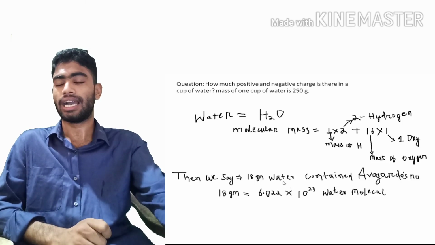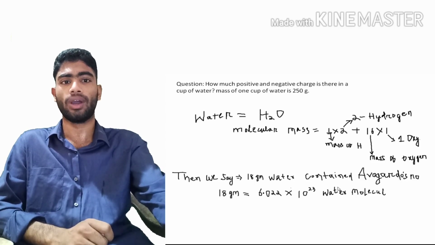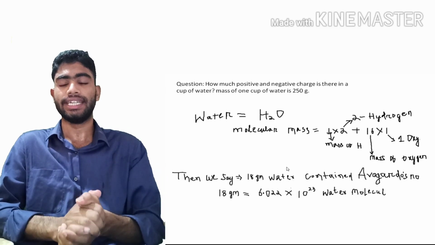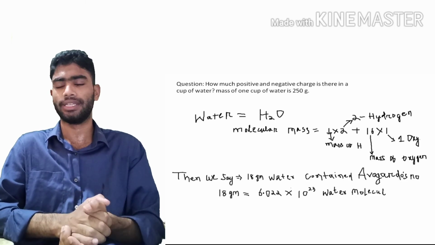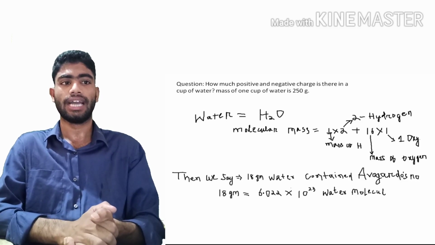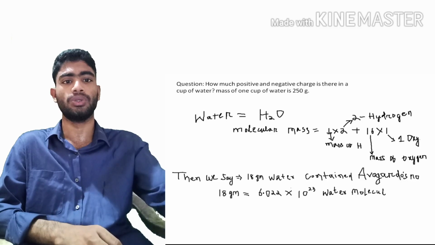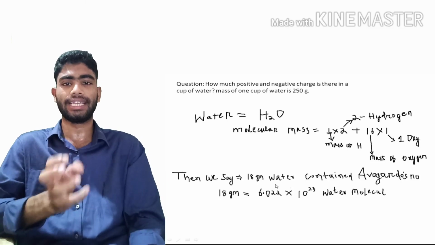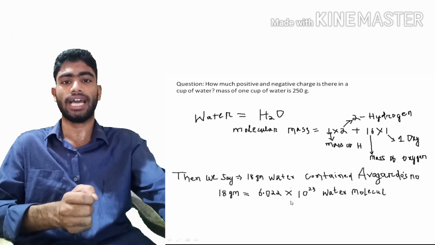If we consider that 18 gram of water contains Avogadro's number of particles, what is Avogadro's number? Avogadro's number indicates the number of particles present in a sample, or an element, you can say, in a compound. So 18 gram of water contains Avogadro's number of particles. We can write 18 gram equal to 6.022 into 10 to the power 23 water molecules. This is the Avogadro's number.